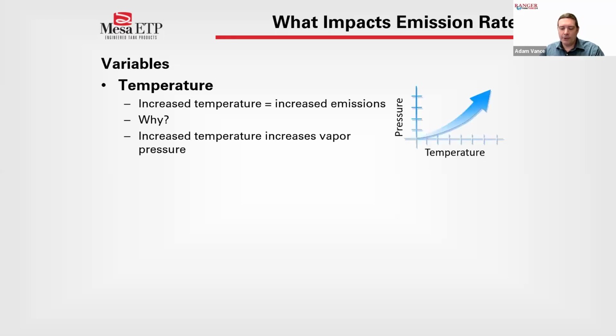As we discussed with Reid vapor pressure and the true vapor pressure, the vapor pressure or volatility will change with temperature. A warmer fluid with more excited molecules has higher volatility, and that higher volatility promotes additional emissions. This works in the opposite way as well. As we lower pressure, our volatility and emissions rate will decrease. Lower temperature.